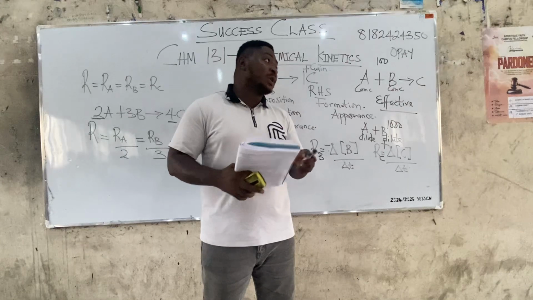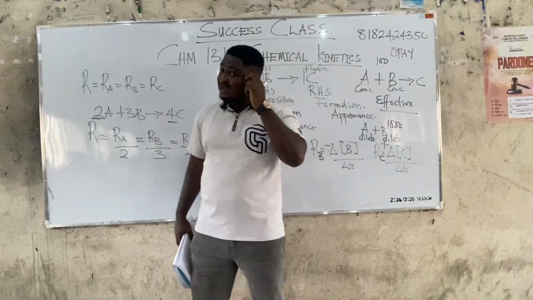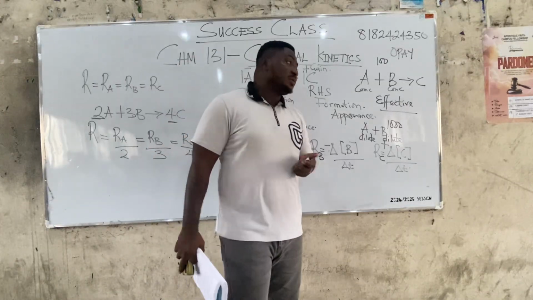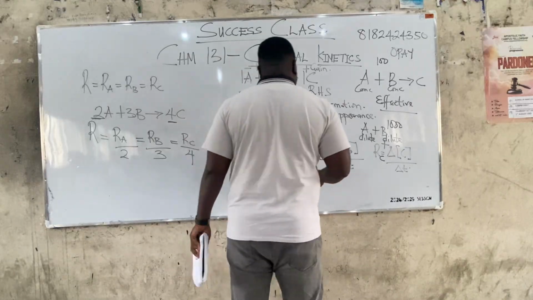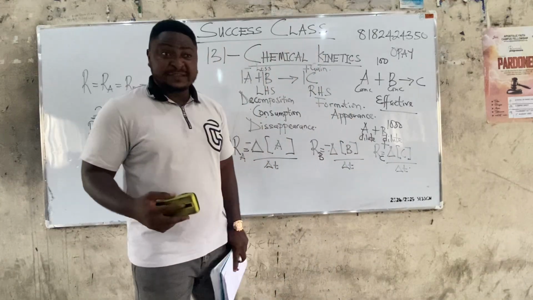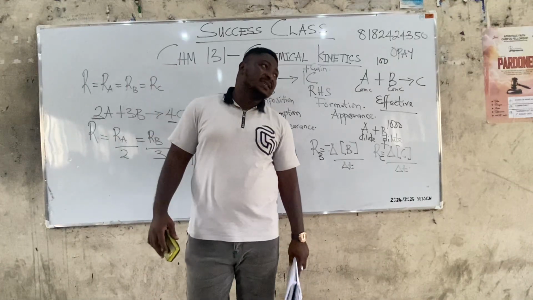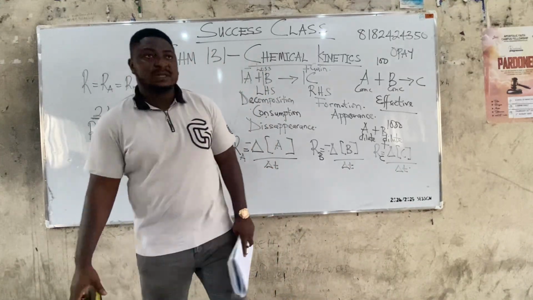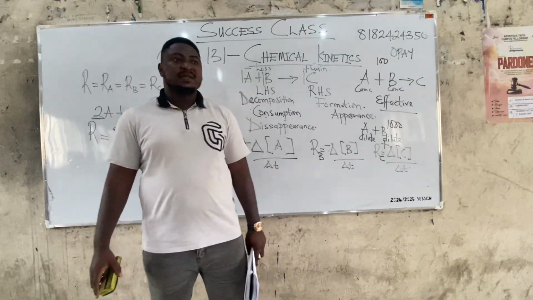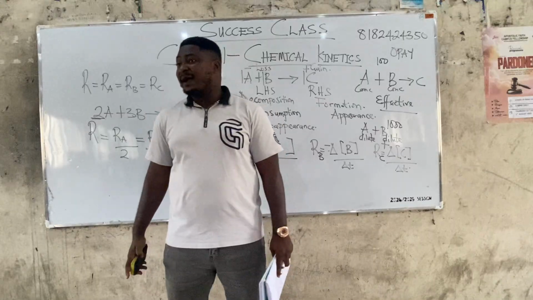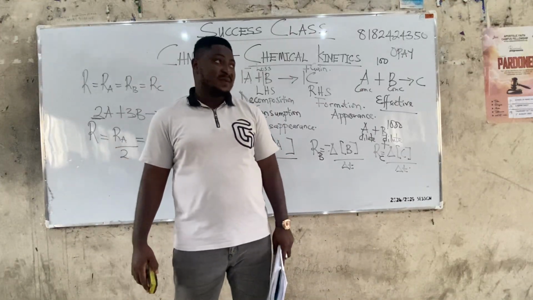This explains how a change in physical state of the species could affect the rate of chemical reaction. Four is catalyst. How will a catalyst affect the rate of chemical reaction?